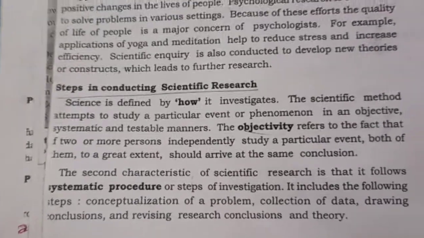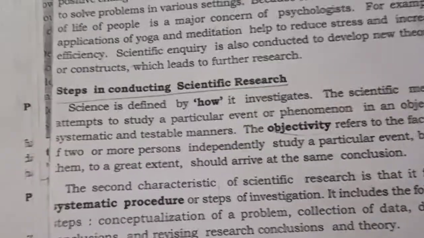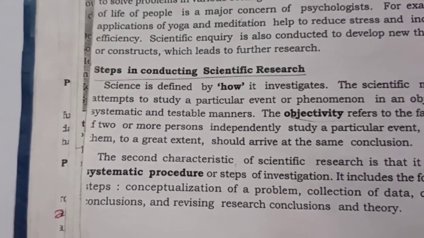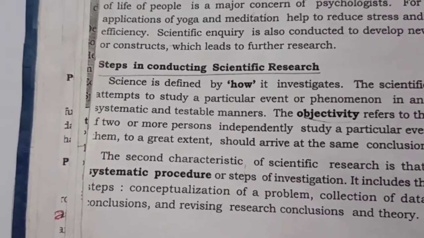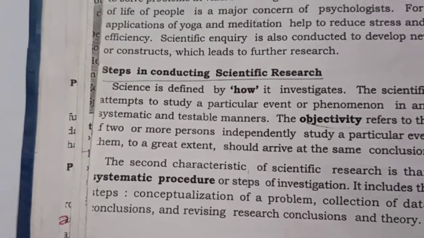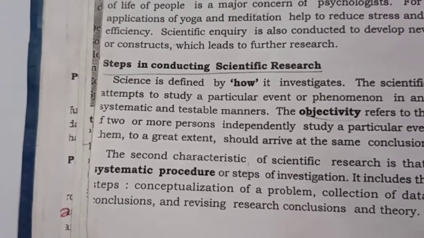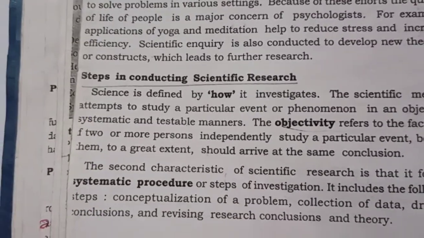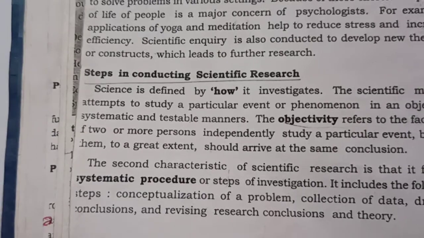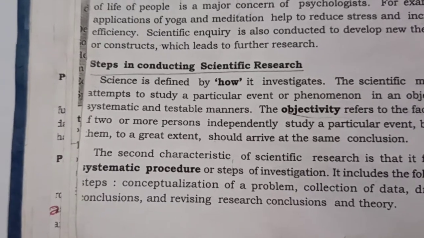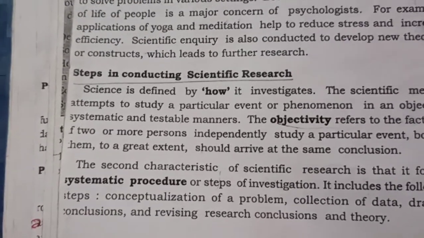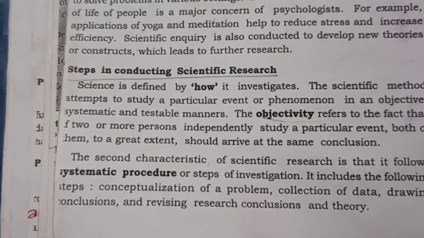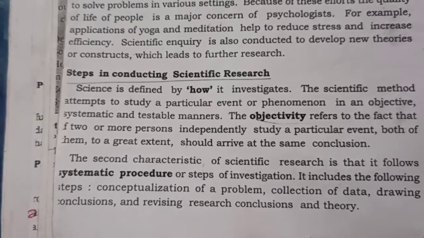So yes, scientific research will be done in many settings. For example, if two students are given a particular test or particular situation, they have to come to the same conclusion, okay. If they don't arrive at the same conclusion, they are very different from each other. Okay, so the second characteristic of scientific research is that it follows a systematic procedure or steps of investigation.